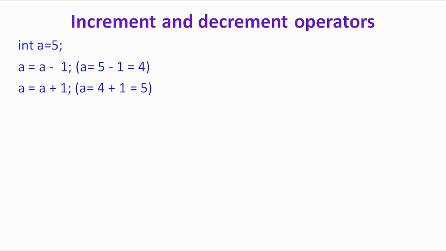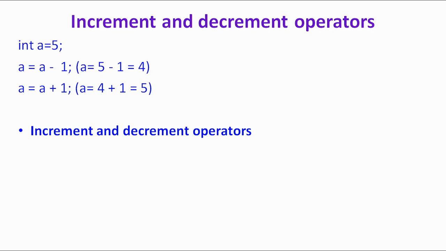C has two unique operators which are not part of the standard arithmetic operators of mathematics. They are called increment and decrement operators. To understand the increment and decrement operators, consider the two arithmetic statements given here. In the first statement, the value of a is decreased by 1 and in the second statement the value of a is increased by 1.